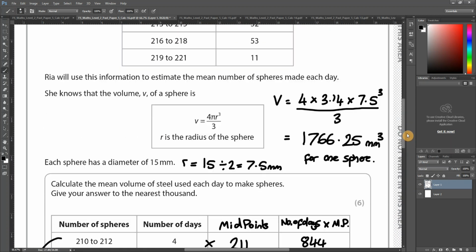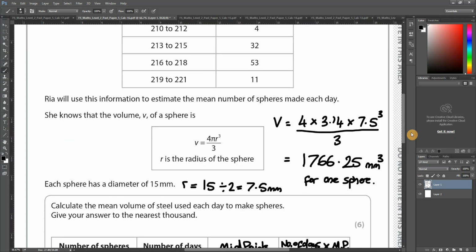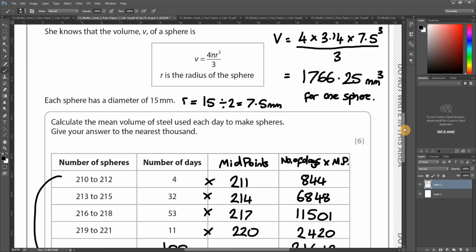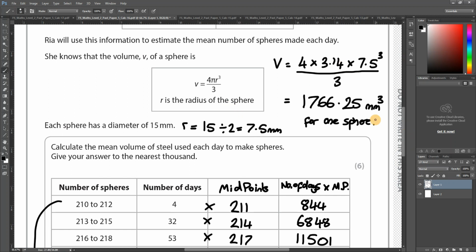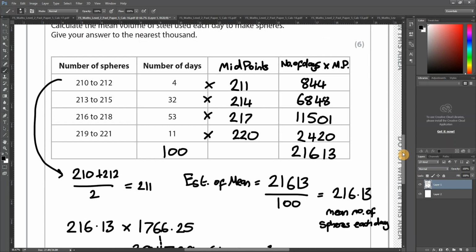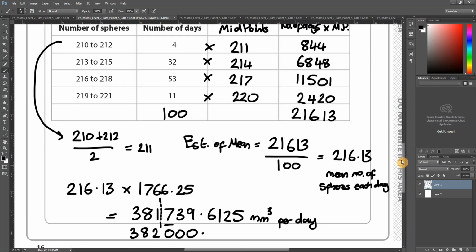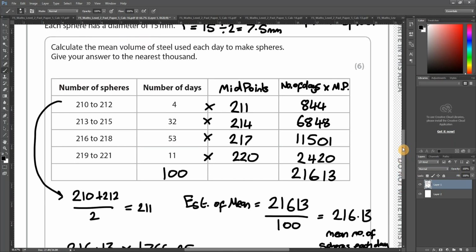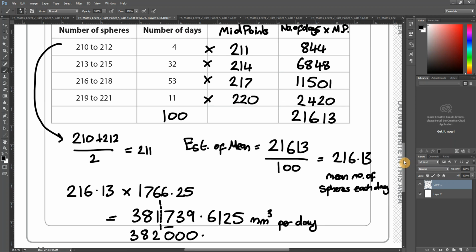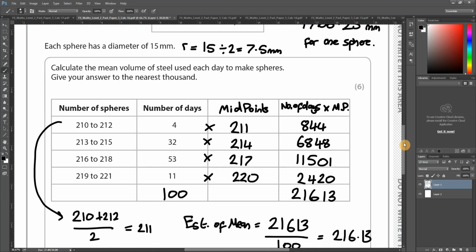Don't let this put you off. I know it's a lot of information, but just do it step by step. You can definitely work out the estimate of the mean for this table. You can definitely work out the volume of one sphere, so definitely don't leave this blank. I'll probably do this question last. It is one of those ones where you can just skip it and come back to it. Well, this was the last question anyway, so you're going to have to do this last anyway. But don't leave it blank, and hopefully you will get a lot of marks for that.